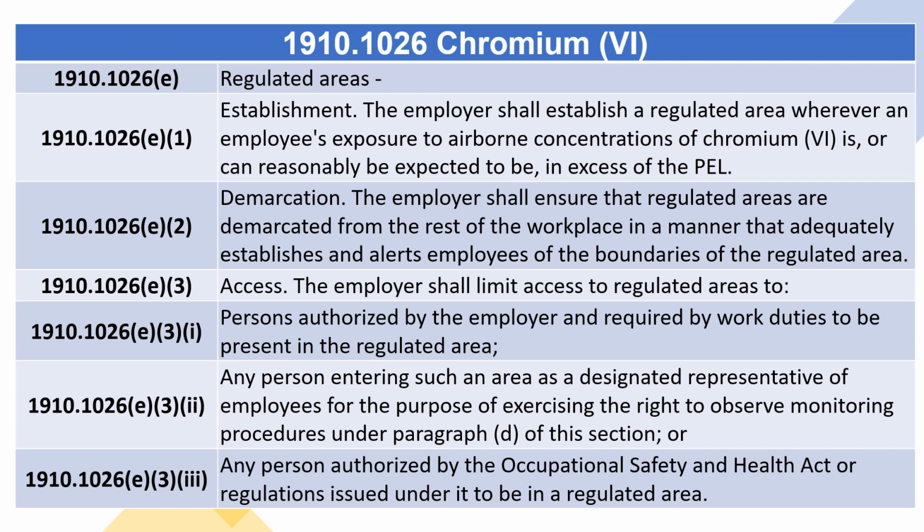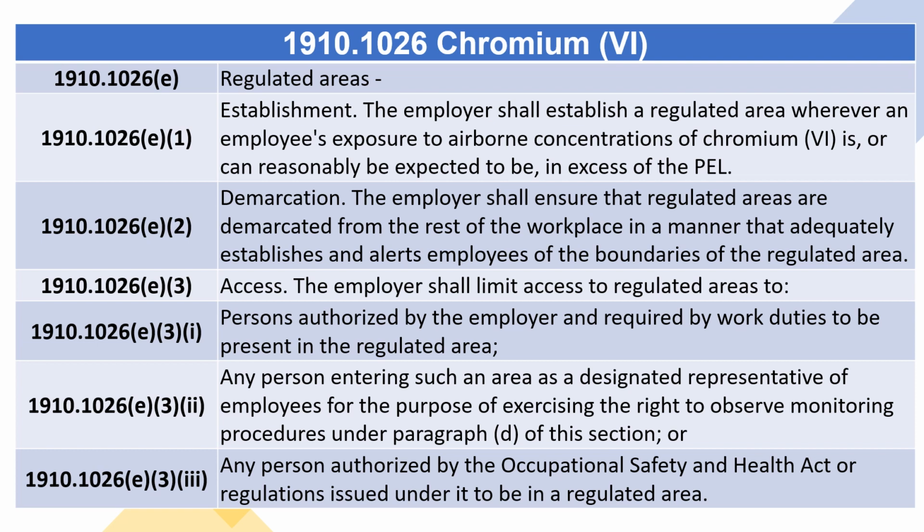1910.1026 E. Regulated areas. 1910.1026 E1 Establishment. The employer shall establish a regulated area wherever an employee's exposure to airborne concentrations of Chromium-6 is, or can reasonably be expected to be, in excess of the PL. 1910.1026 E2 Demarcation. The employer shall ensure that regulated areas are demarcated from the rest of the workplace in a manner that adequately establishes and alerts employees of the boundaries of the regulated area.